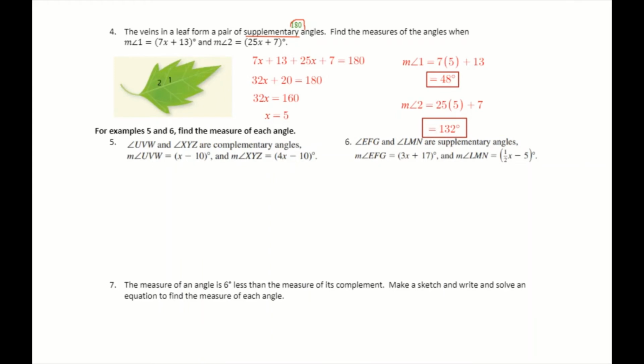So there you go. We found the measure of both angles. And that's how you approach a problem like this. You just have to know that supplementary means you're going to add these two together and set them equal to 180.